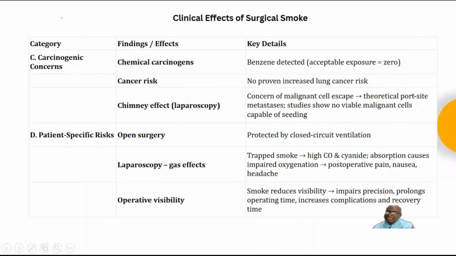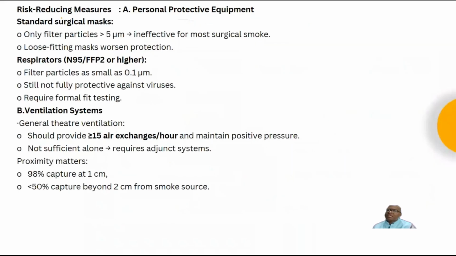Then patient specific risk, like open surgery, is protected by the closed circuit ventilation. What happens in the open surgery? In the anesthesia machine, the CO2 gets absorbed. Okay, there is rebreathing. And in laparoscopy, there is trapping of the smoke and there is a high carbon monoxide and cyanide level. Absorption will cause impaired oxygenation to the patient, and postoperatively pain, nausea, headache, all these symptoms will be produced. Okay. Then operative visibility. Smoke will also reduce the operative visibility and impair the precision, prolong the operation time, and increase the complications and recovery time.